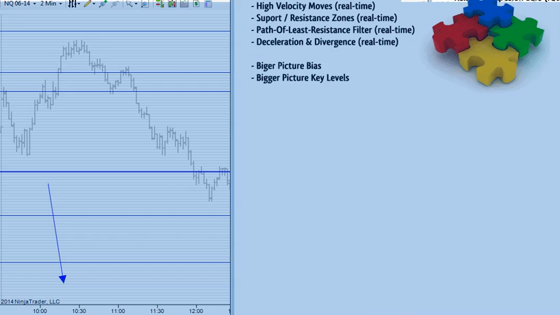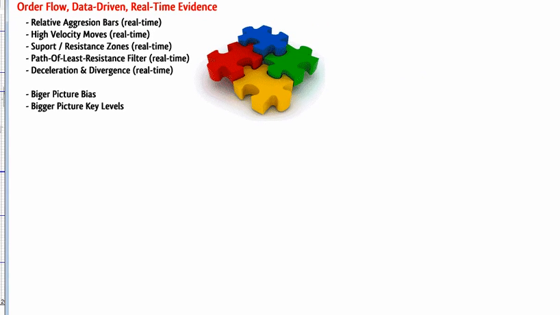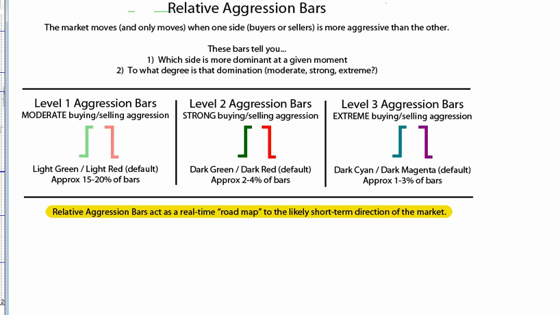So other pieces of the puzzle that we want to look at. The next thing I'll look at is kind of the crux of what we do, relative aggression bars, okay? And to give you a little bit more background on that, relative aggression bars are what's really unique to our software. And what these are doing is they're telling you in real time basically what's going on beneath the surface of the market. So you're not just dependent on lagging technical indicators.